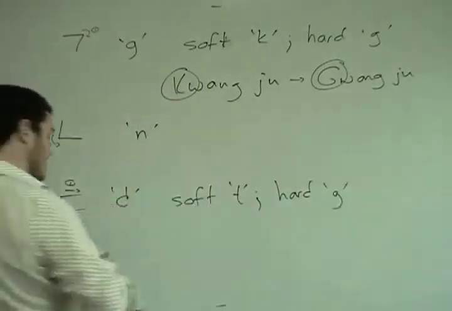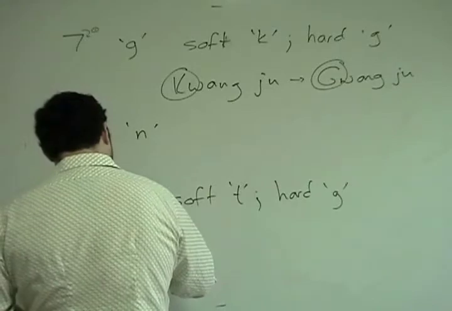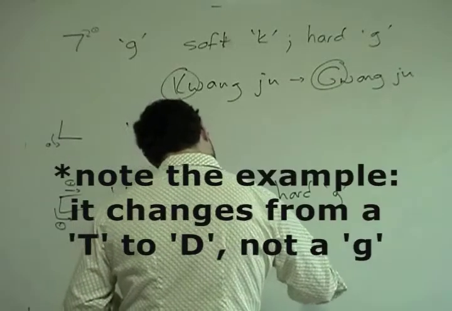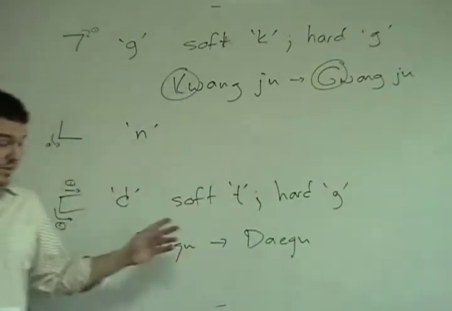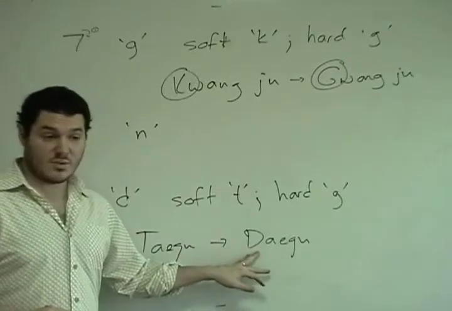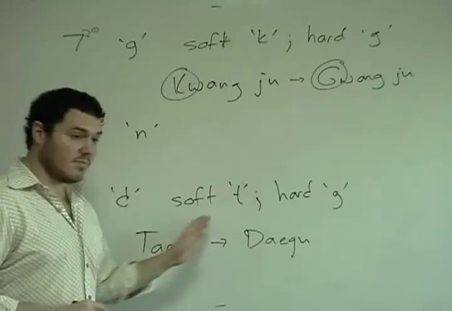And the city that represents the example for this is Daegu. Okay, the city Daegu used to be spelled with a T, and then around the same time they changed it to a D. Okay, just showing that it's kind of in that middle ground.